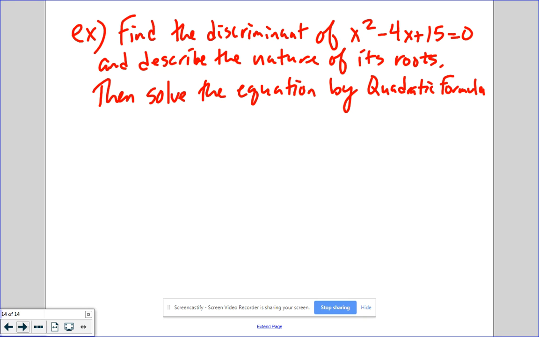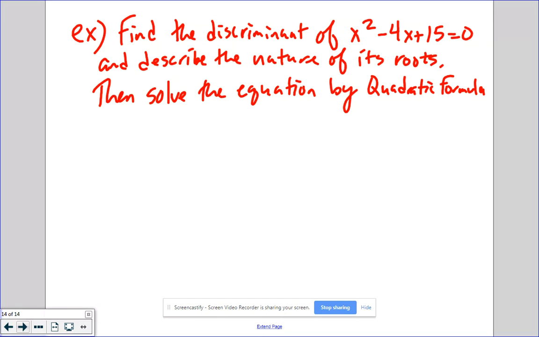So find the discriminant, describe the nature of its roots. So we have to first find that and see, okay, am I going to have two real, one real, or two imaginary roots or complex roots? And then we have to solve using the quadratic formula.